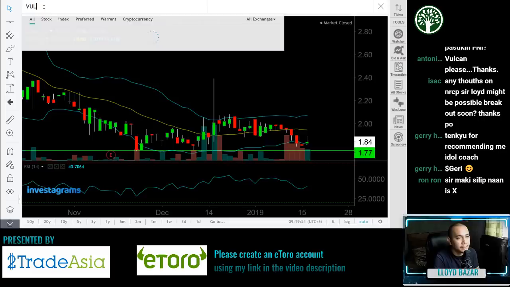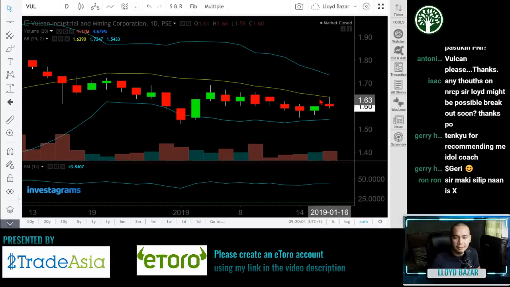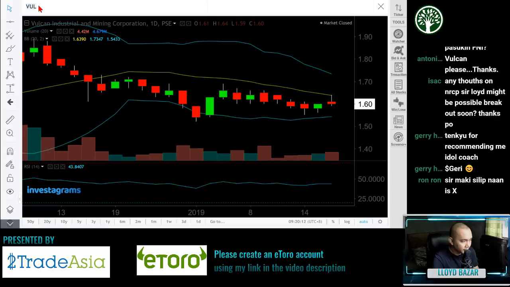Si Vulcan naman, recommended Vulcan kahapon. Umakyat na siya. Kaso nga lang, nagchupit kagad ang mga tao. Yung mga chupitero yan. Pero wala tayong magagawa. That's the nature of the market. May chupitero talaga. So, yeah. Still okay. Buy as long as the support holds. That's a bounce for Vulcan. Right? So, baka magtuloy-tuloy yan.